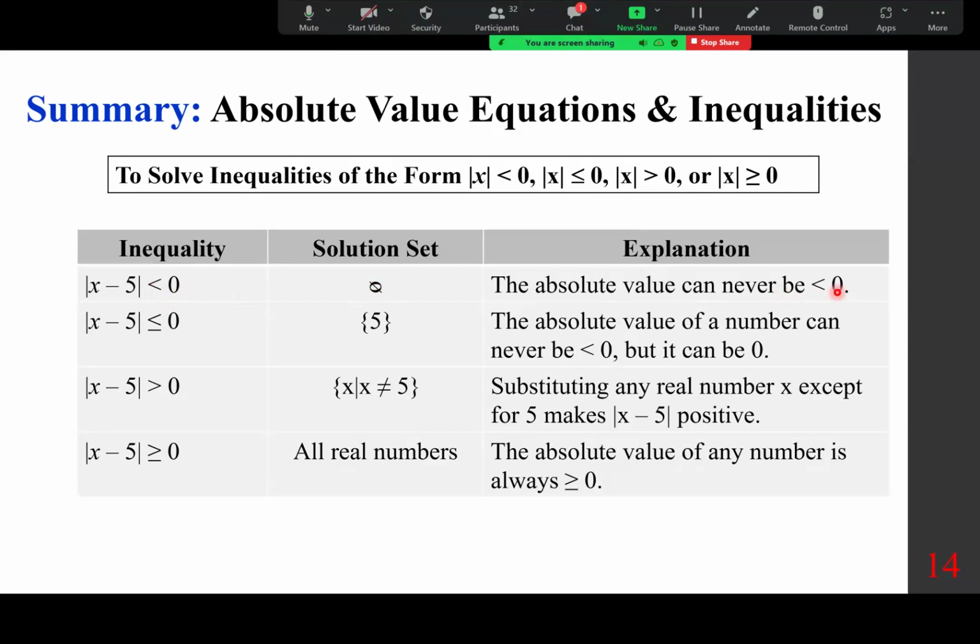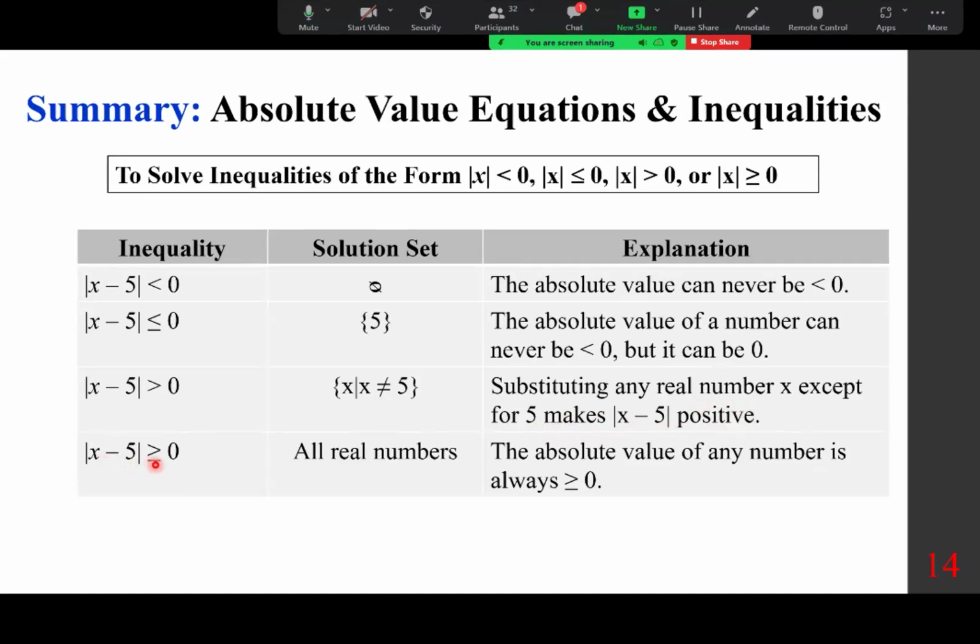The absolute value can never be less than 0. If it's less than or equal to 0, then because of the equality, it can be set equal to 0 and you get 5. The absolute value of a number can never be less than 0, but it can be 0. Absolute value of x minus 5 larger than 0. It's always larger than 0, except at 5 it becomes equal to 0. So substituting any real number x except for 5 makes it positive.